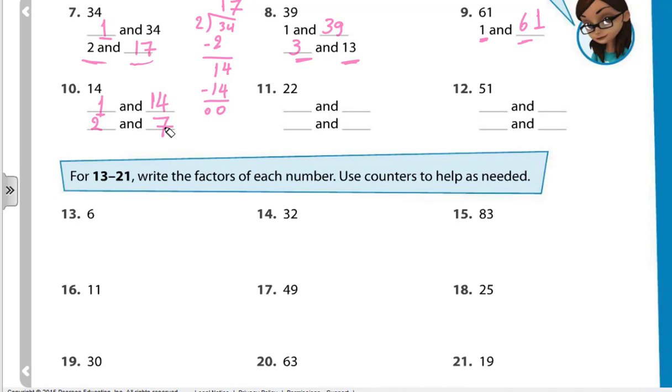Yes. Okay, 22. What two numbers can we multiply to get 22? Of course, start with 1 and the number itself. And 1 and 22. 2. Okay, divide 22 by 2. 2 divided by 2 is 1 and 2 divided by 2 is 1. 11. Yes, great work. Thank you, my hero.